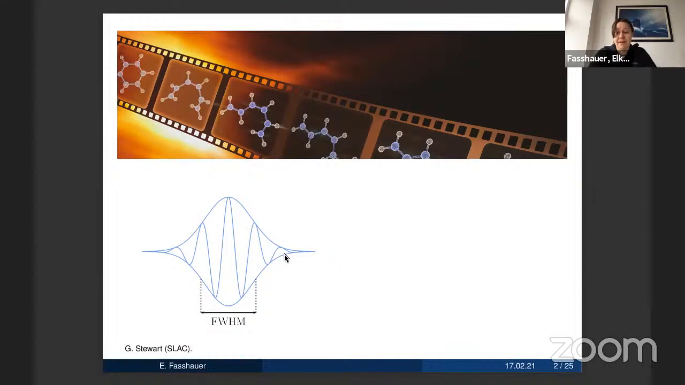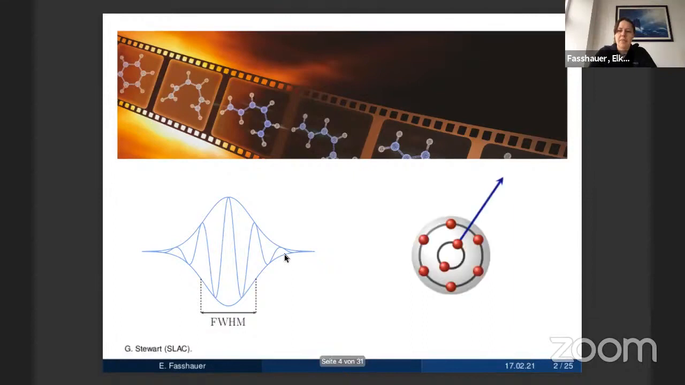And when these interact with the system, we create ionizations or excitations from the inner shells of these atoms or molecules. And if we want to extract time-dependent information from that, we first look at what happens if we do that in the first place.